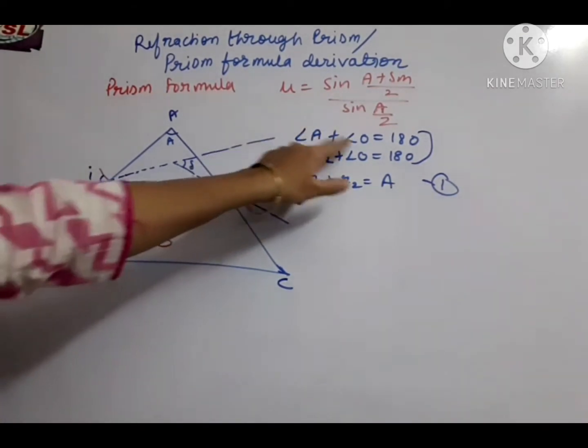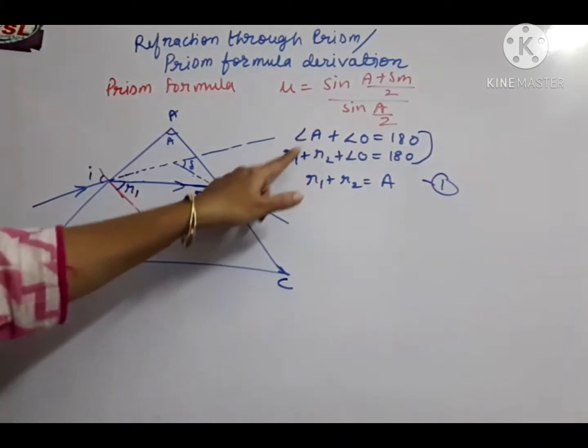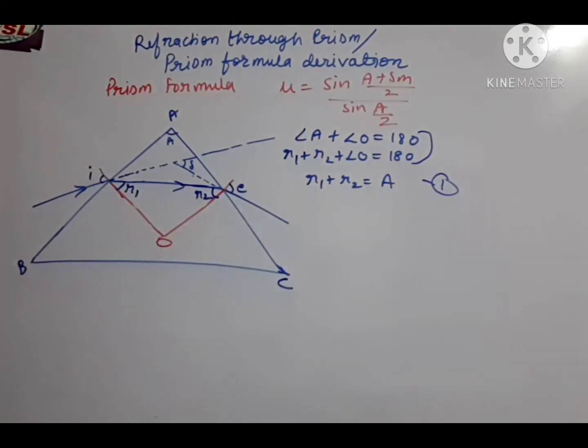Okay, A plus angle O equals 180, R1 plus R2 plus angle O equals 180, just match. So R1 plus R2 is equal to A. This is the first equation obtained. Now for the second equation, we need to draw the exterior and interior angles here.